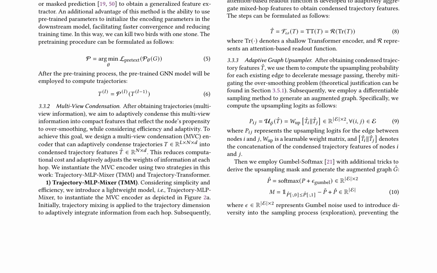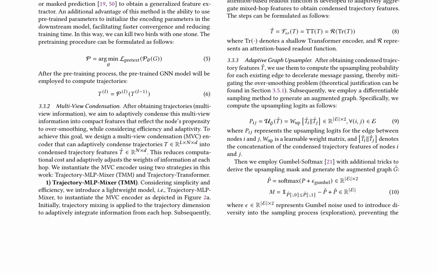The adaptive graph upsampler uses condensed trajectory features to compute upsampling probability for each existing edge, mitigating oversmoothing. Upsampling logits are computed using a differentiable sampling method, and the Gumbel softmax trick is employed to derive the upsampling mask and generate the augmented graph. Mathematical formulations for each component are provided, including zero initialization, nonparametric message passing, pre-trained GNN, and multiview condensation.